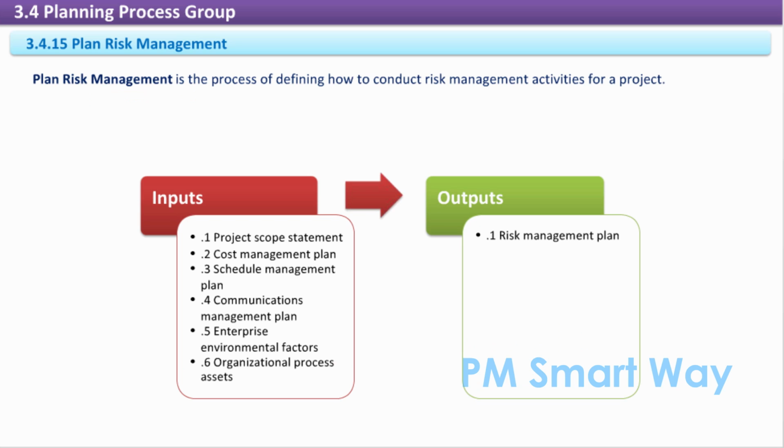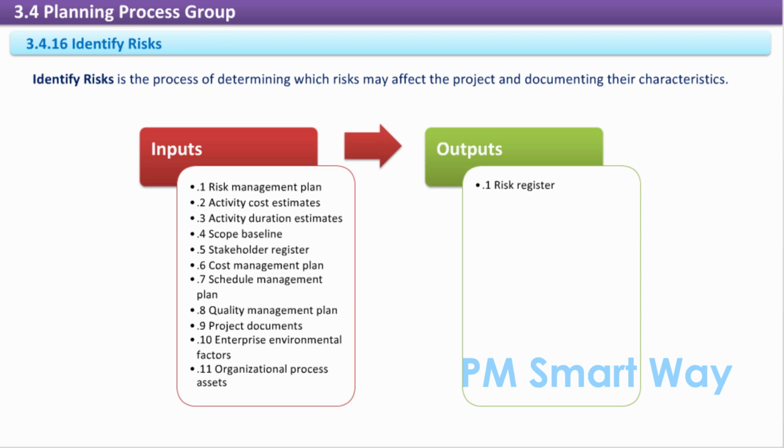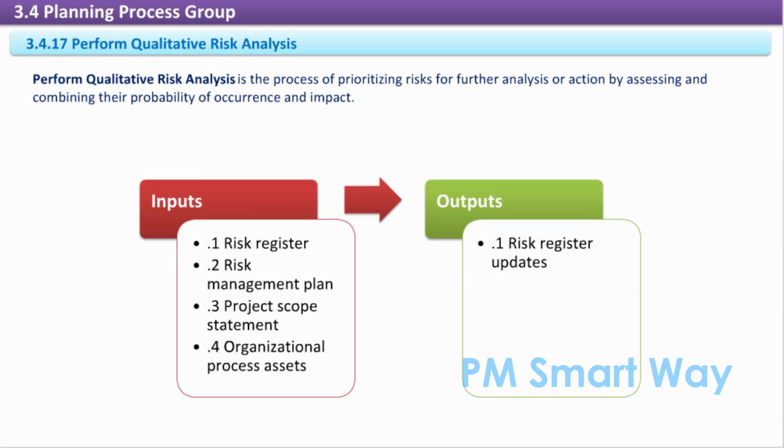Plan risk management. Plan risk management is the process of defining how to conduct risk management activities for a project. Identify risks. Identify risks is the process of determining which risks may affect the project and documenting their characteristics. Perform qualitative risk analysis. Perform qualitative risk analysis is the process of prioritizing risks for further analysis or action by assessing and combining their probability of occurrence and impact.